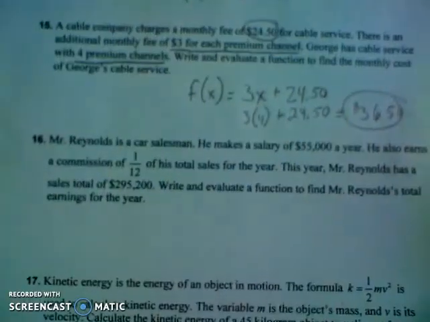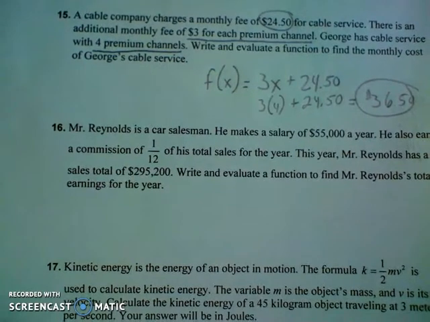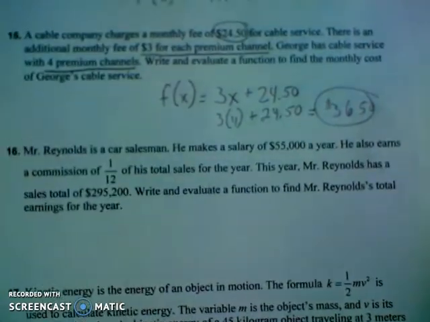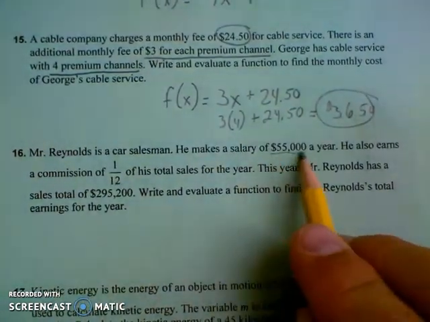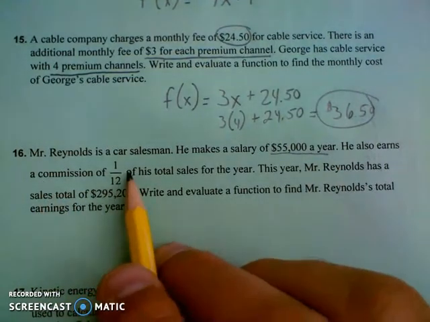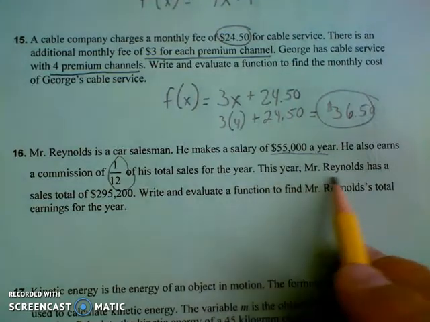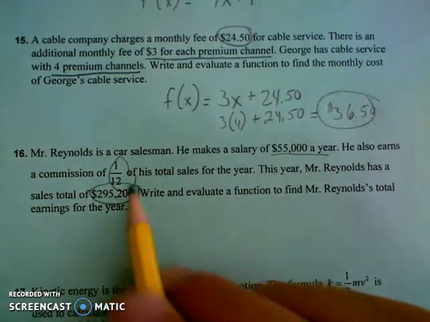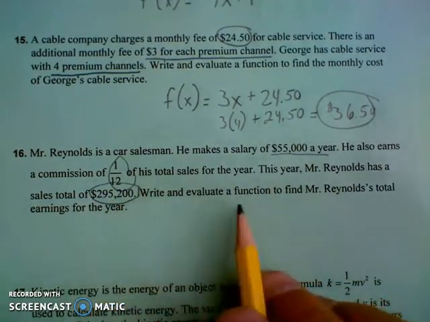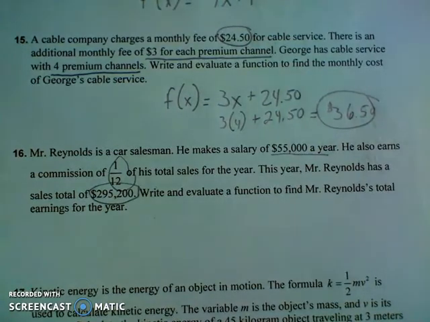Number 16, Mr. Reynolds is a car salesman. He makes a salary of $55,000 a year. He also earns a commission of 1/12 of his total sales for the year. This year, Mr. Reynolds has a total of $295,000 in sales. Write an evaluated function to find Mr. Reynolds' total earnings for the year.